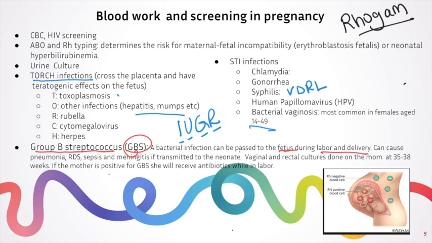How we screen for this is we do vaginal and rectal cultures between the gestational age of 35 and 38 weeks. If the client is GBS positive, they receive antibiotics when in labor. And then we're going to watch the baby a little bit closer when it's born, and they may do some blood work on the baby to make sure it does not have GBS.